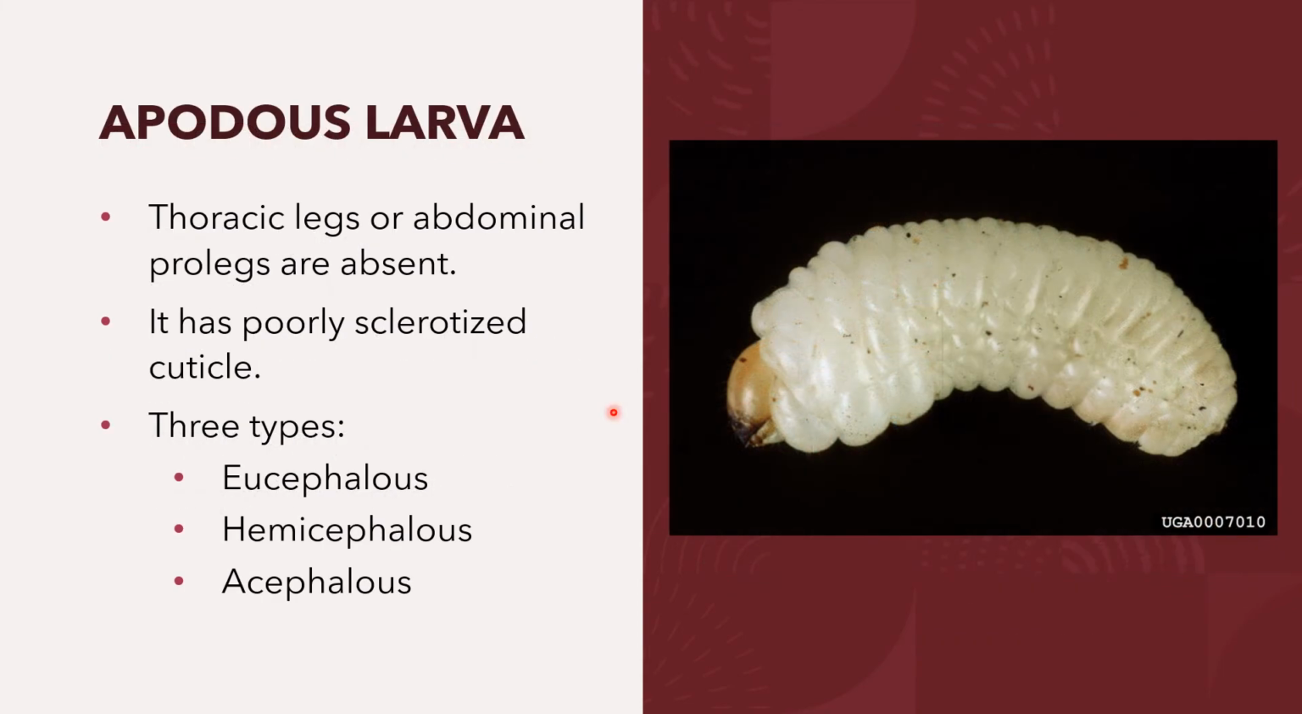The third type of larva are the Apodus larvae. In this type of larvae, the thoracic legs or the abdominal prolegs are absent. It also has poorly sclerotized cuticle. On the basis of the degree of the development of the head, the Apodus larvae can be further grouped into the following three types. This includes the Eucephalus larvae. We also have the Hemicephalous larvae and the Acephalous larvae.